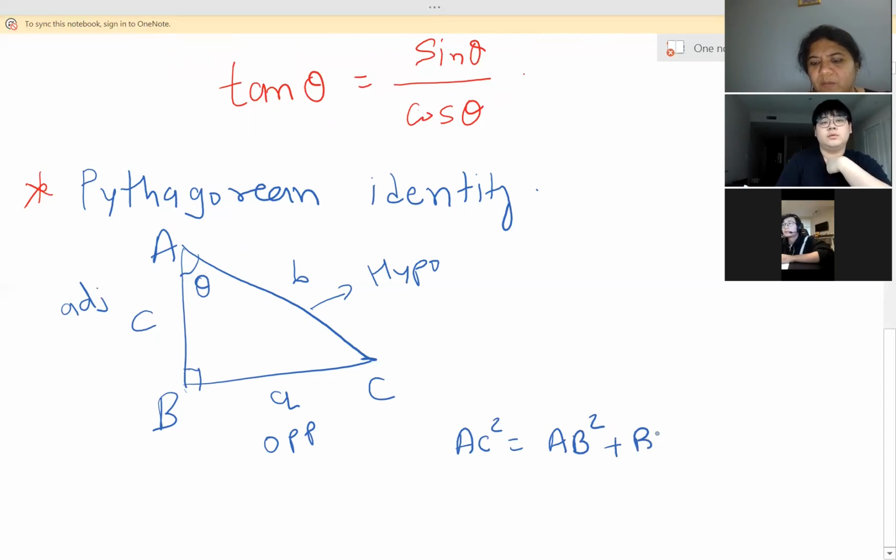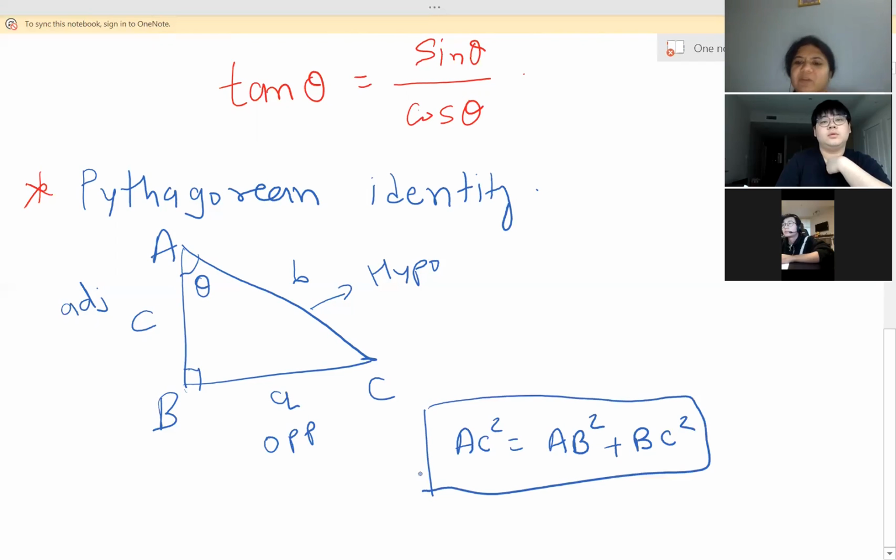AB square plus BC square. Okay, did you remember? Hypotenuse square is equal to sum of square of other two sides. All right. Now, I want to write down this Pythagorean identity in sine and cosine form.